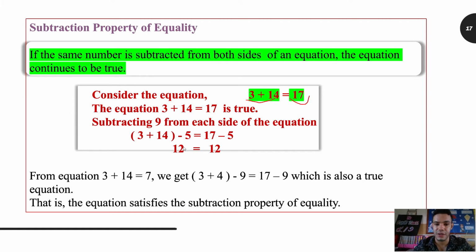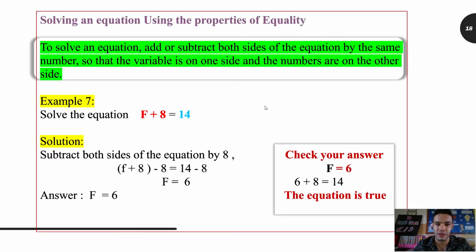Good job. Minus 5, minus 5, you'll have 12. So it is right. So the equation continues to be true. Perfect.